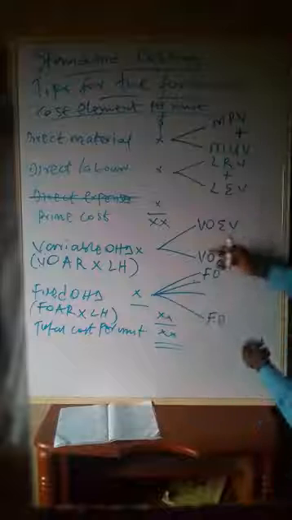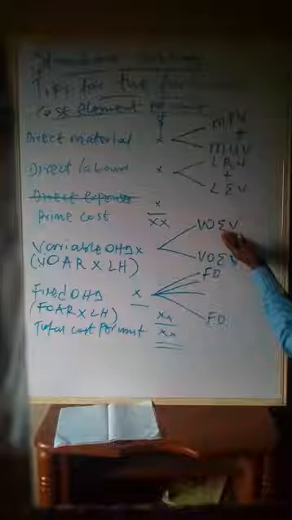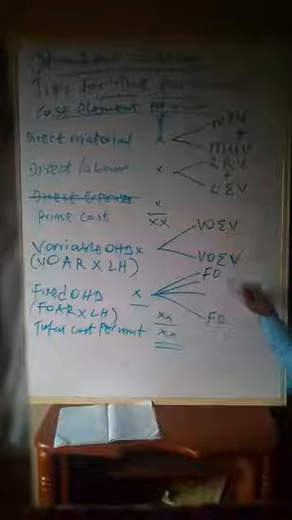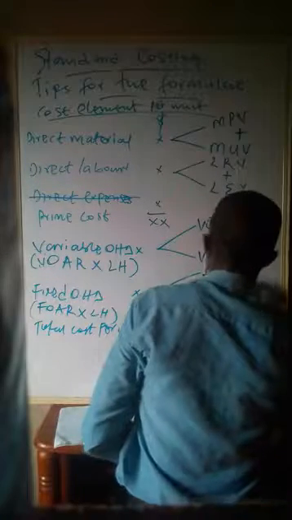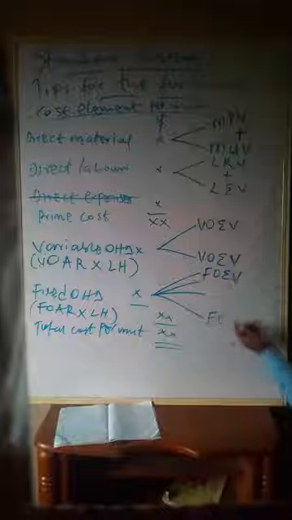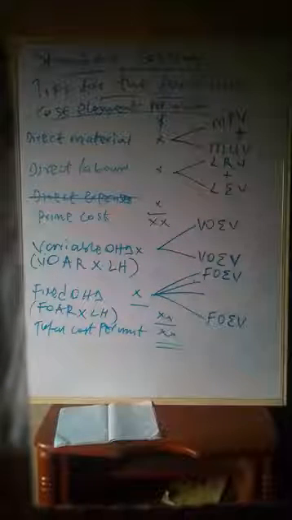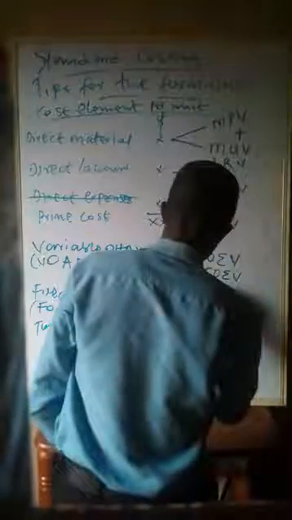It is fixed overhead. Instead of variable overhead, just bring this efficiency. Do you see? Expenditure here, expenditure variance. Then bring the down ones also: fixed overhead efficiency variance. Do you see? And here, this is capacity and volume.